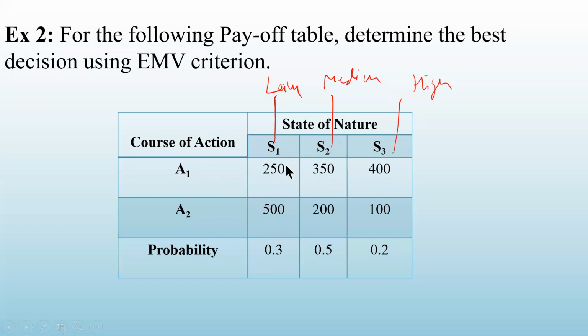Look at here in this column. If the demand is low, where am I getting the maximum profit? If I select A2, correct, 500. अगर मैंने ये वाला कोर्स ऑफ एक्शन नहीं सेलेक्ट किया तो how much loss I will have? अगर मैंने A2 को सेलेक्ट नहीं किया, A1 को सेलेक्ट किया, तो how much loss I will incur? 500 minus 250.